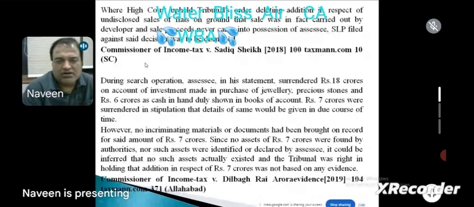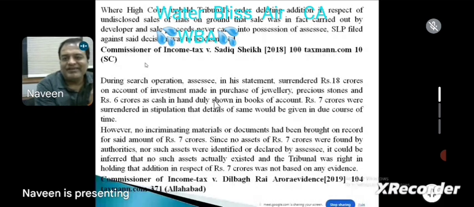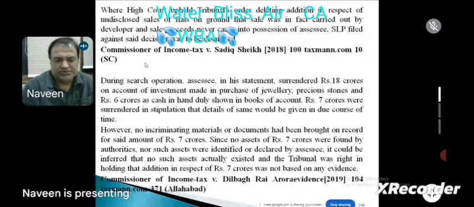Next, the Supreme Court judgment, Commissioner of Income Tax v. Dr. Sadiq Sheikh, 2018. The High Court in this case upheld the tribunal's order deleting the addition in respect of undisclosed sales of flats, on the ground that the sale was in fact carried out by the developer, and the sale proceeds never came into the possession of the assessee. Therefore, the department's appeal was to be dismissed.